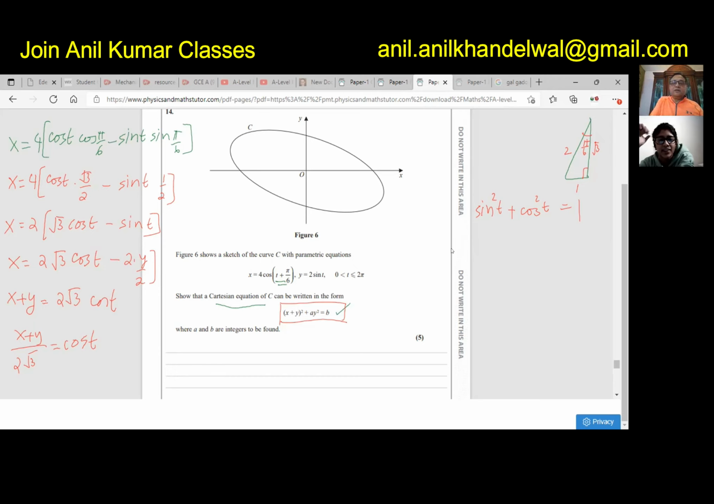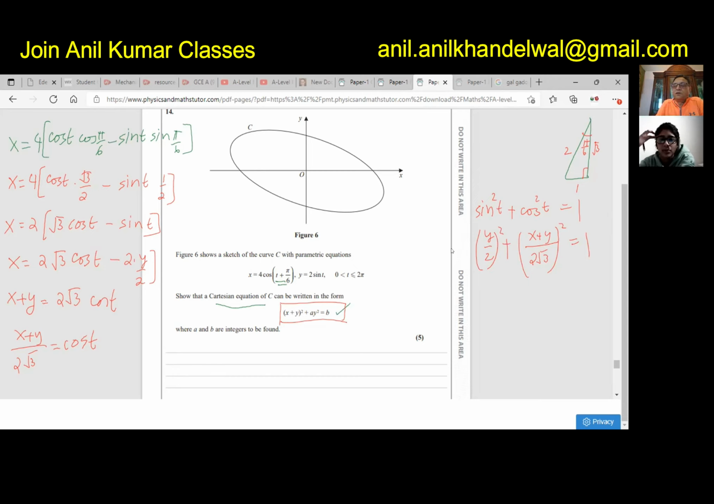So we got this, right? And we got sine t as half of y, so this is (y over 2) whole squared, plus cos t, which is (x plus y over 2 root 3) whole squared, equals 1. Correct. So now it can be written in this form: we have (x plus y) whole squared and a y squared, equals b.